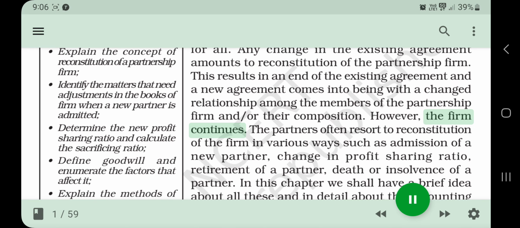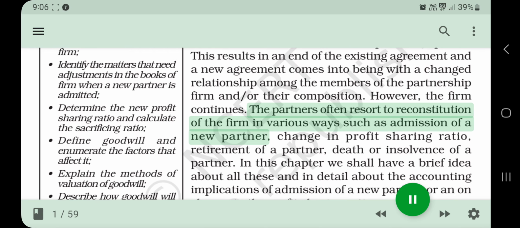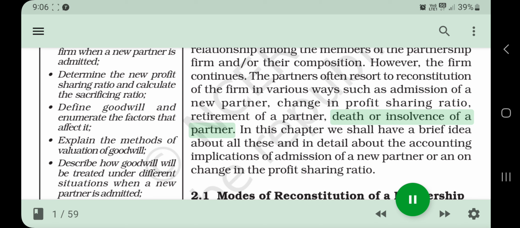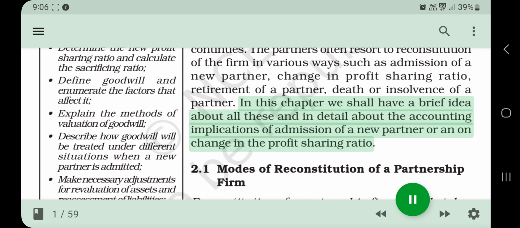However, the firm continues. The partners often resort to reconstitution of the firm in various ways, such as admission of a new partner, change in profit-sharing ratio, retirement of a partner, death or insolvency of a partner. In this chapter we shall have a brief idea about all these and, in detail, about the accounting implications of admission of a new partner or a change in the profit-sharing ratio.